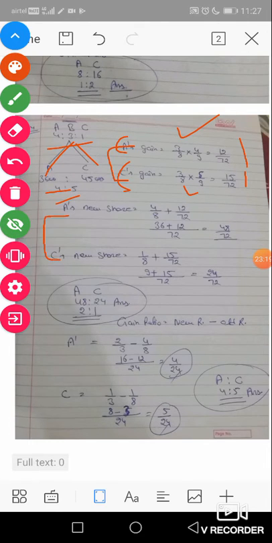So A and C's new share means old plus gain. A's old is 4 upon 8, so 4 upon 8 plus 12 upon 72 is 48 upon 72. C's old is 1 upon 8 plus 15 upon 72, which is 24 upon 72. 72 cancels, so 48 is to 24, that is 2 is to 1, the new ratio. The gain ratio we discussed is new minus old.